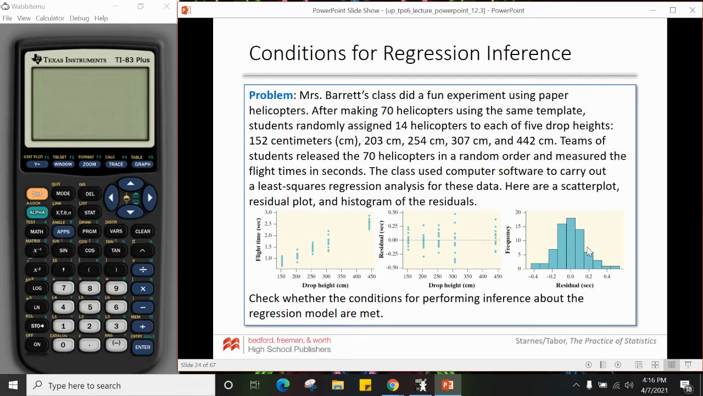So here's a problem. Ms. Bartley's class did a fun experiment using paper helicopters. After making 70 helicopters using the same template, students randomly assigned 14 helicopters to drop from each of 5 different heights. Teams of students released the 70 helicopters in a random order and measured the flight times in seconds. The class used computer software to carry out a least squares regression analysis for these data. Here are a scatter plot, residual plot, and histogram of the residuals. So check whether conditions for performing inference about the regression model are met.